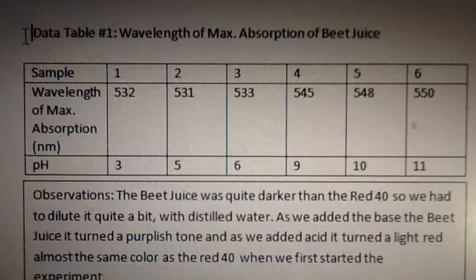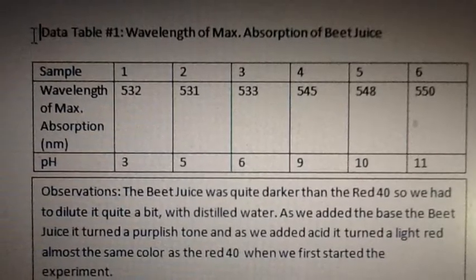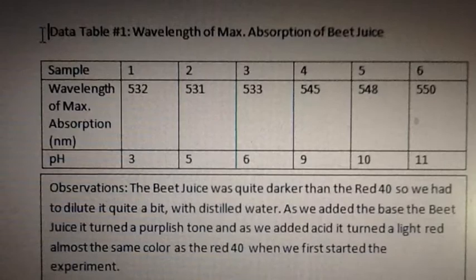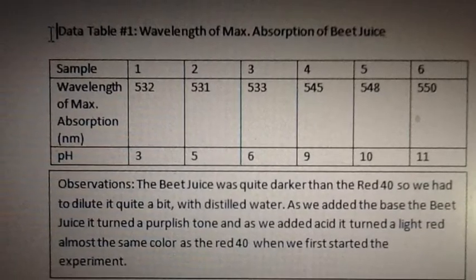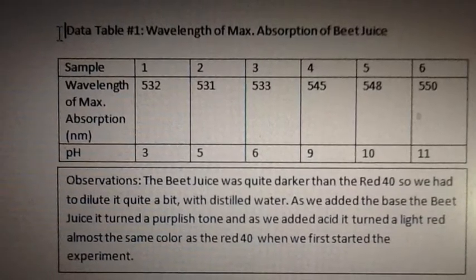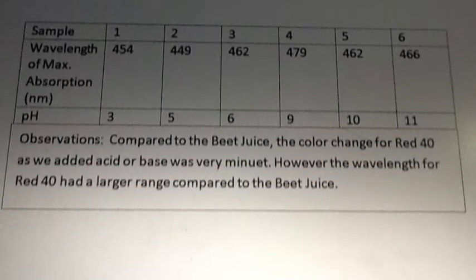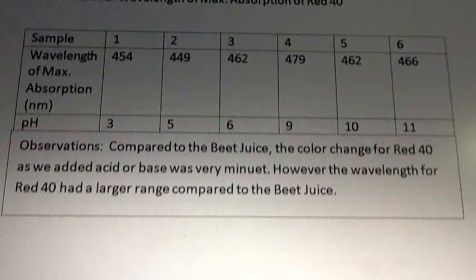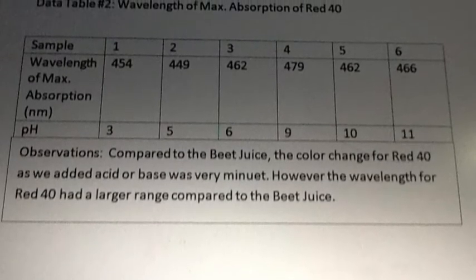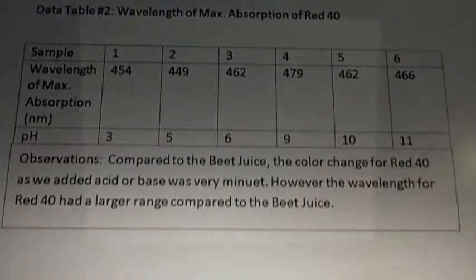These data tables are being used to show the pH levels of the dyes as acid or base is added to them, and the varying pH that affects the wavelength of max absorption in nanometers. The values of wavelength for the beet juice were higher than the red 40 wavelengths when they had approximately the same pH, whereas the wavelength values for red 40 were lower than the beet juice wavelengths.